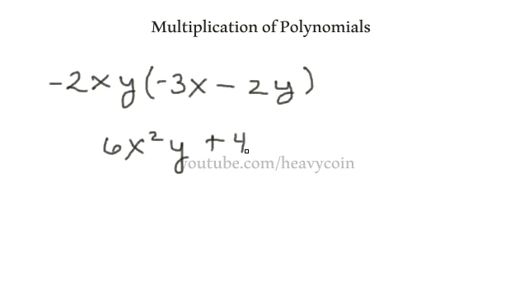Okay, so we have positive 4, and then xy times y. So there aren't any x's, so we don't have to do anything with that, but we have a y times a y, so that makes that y squared. Alright, so we expanded that one out.